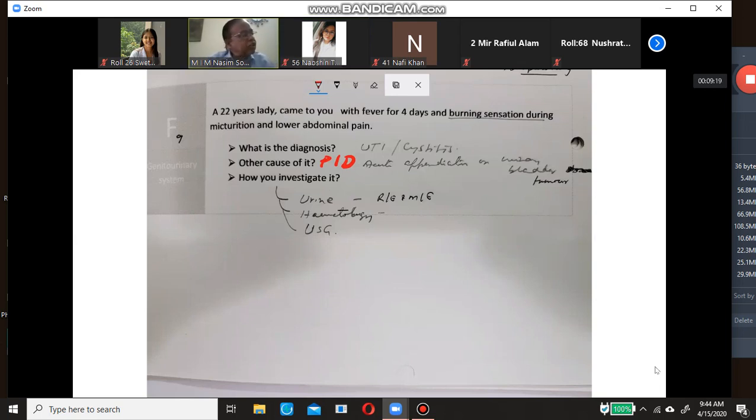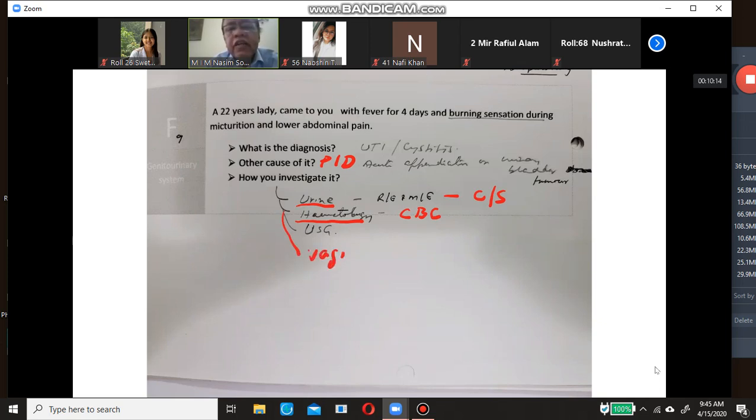How do you investigate, it is already written down there. We will check urine: urine routine microscopic examination, and next culture and sensitivity of urine. So we do urine first, then we go for hematology, CBC. Then we go for ultrasonography. Ultrasonography will define cystitis, bladder wall may be inflamed and edematous, there may be stone, there may be appendicitis, there may be pelvic inflammation. All are detected by ultrasonography. And lastly, we can also add another thing, the high vaginal swab.